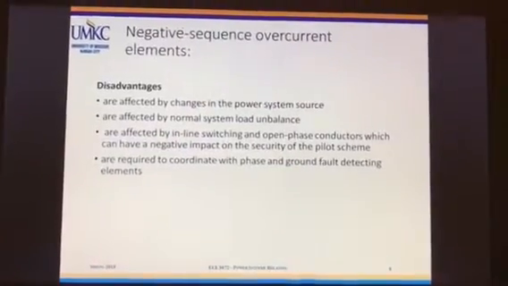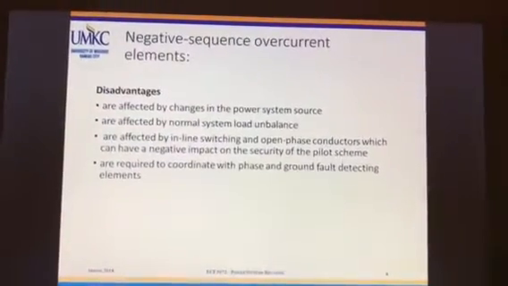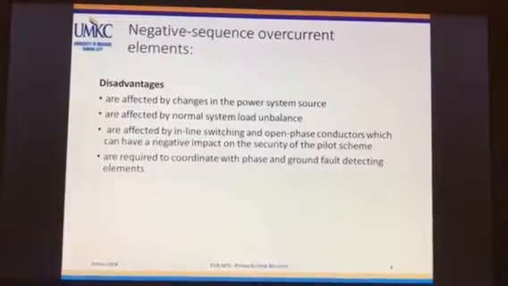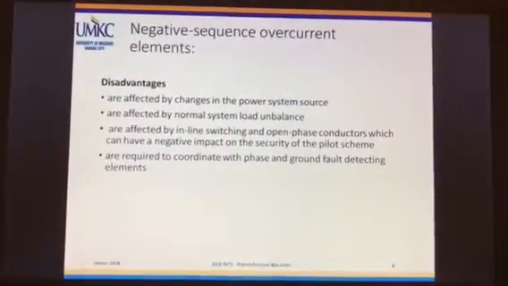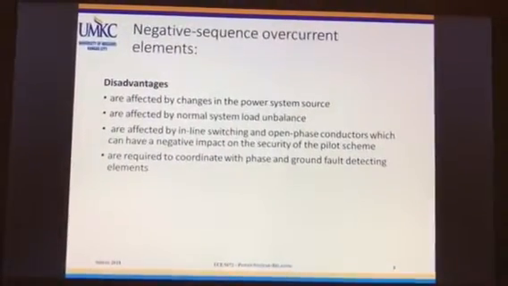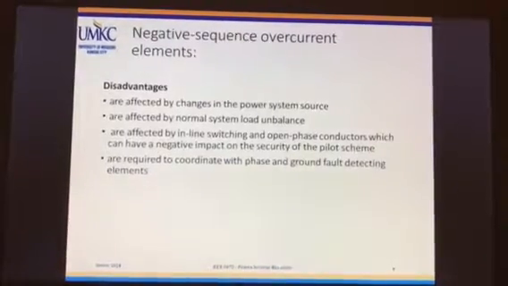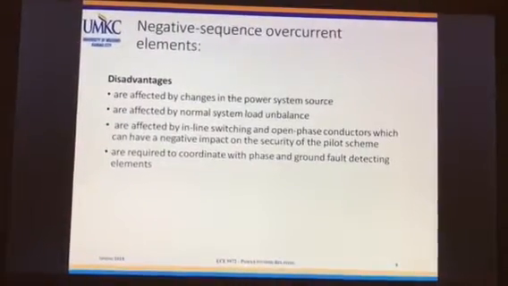Some of the disadvantages of the negative sequence over current elements are that these are affected by the changes in the power system sources. These are affected by the normal system load unbalances, and also affected by the inline switching and open phase conductor.